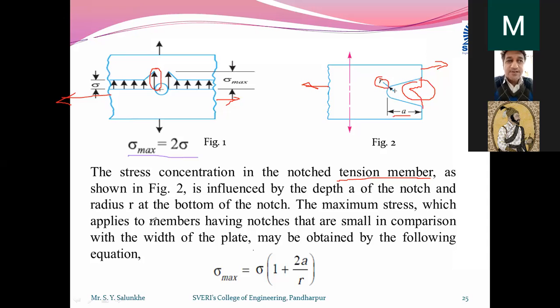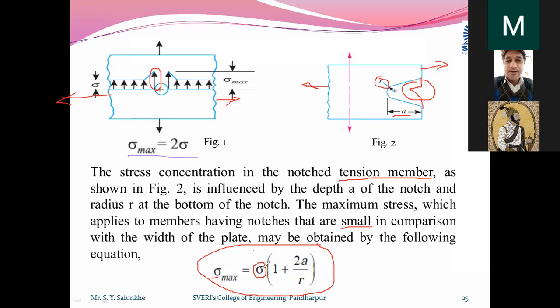So the maximum stress applied to the member having a notch that is small in comparison with the width of the plate, and the relationship with the notch depth A and radius R, is: maximum stress equals normal stress. Here sigma is the normal stress, multiplied by 1 plus twice A divided by R. Now here you can see that the relationship between A, R and stress has been established.